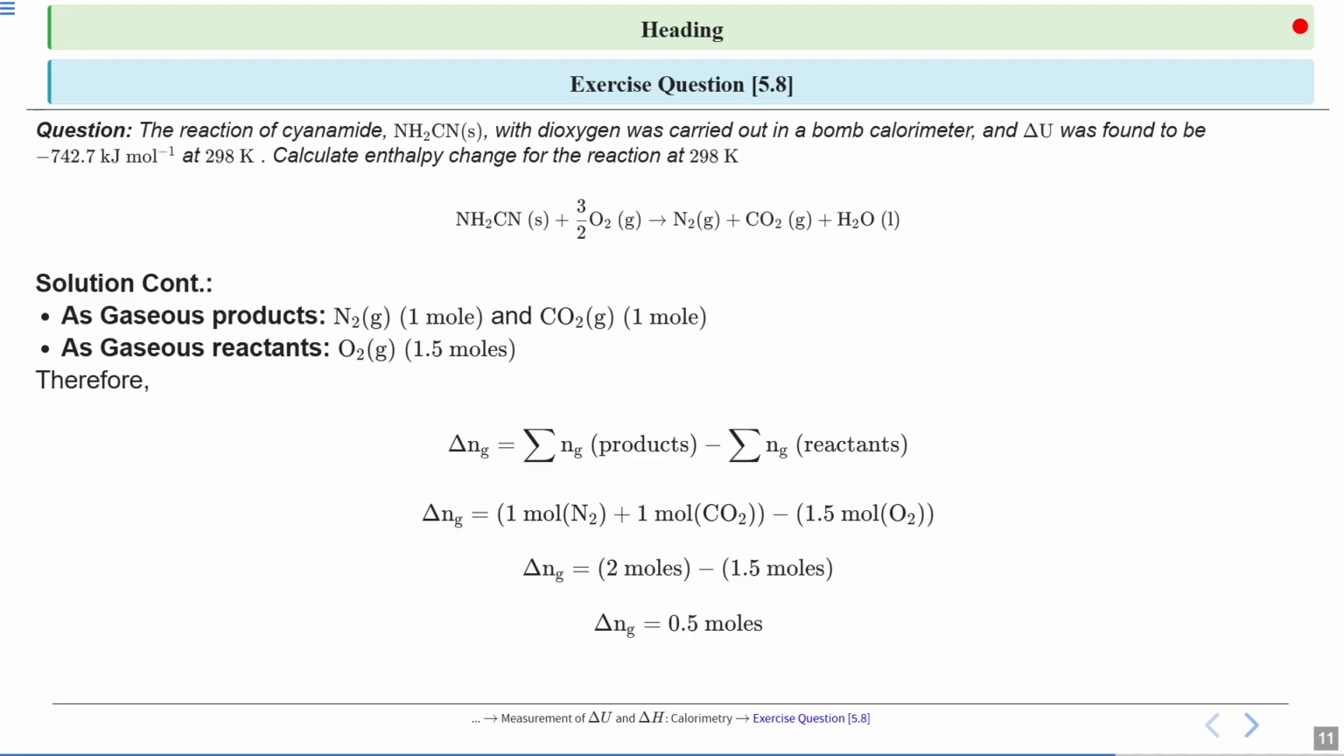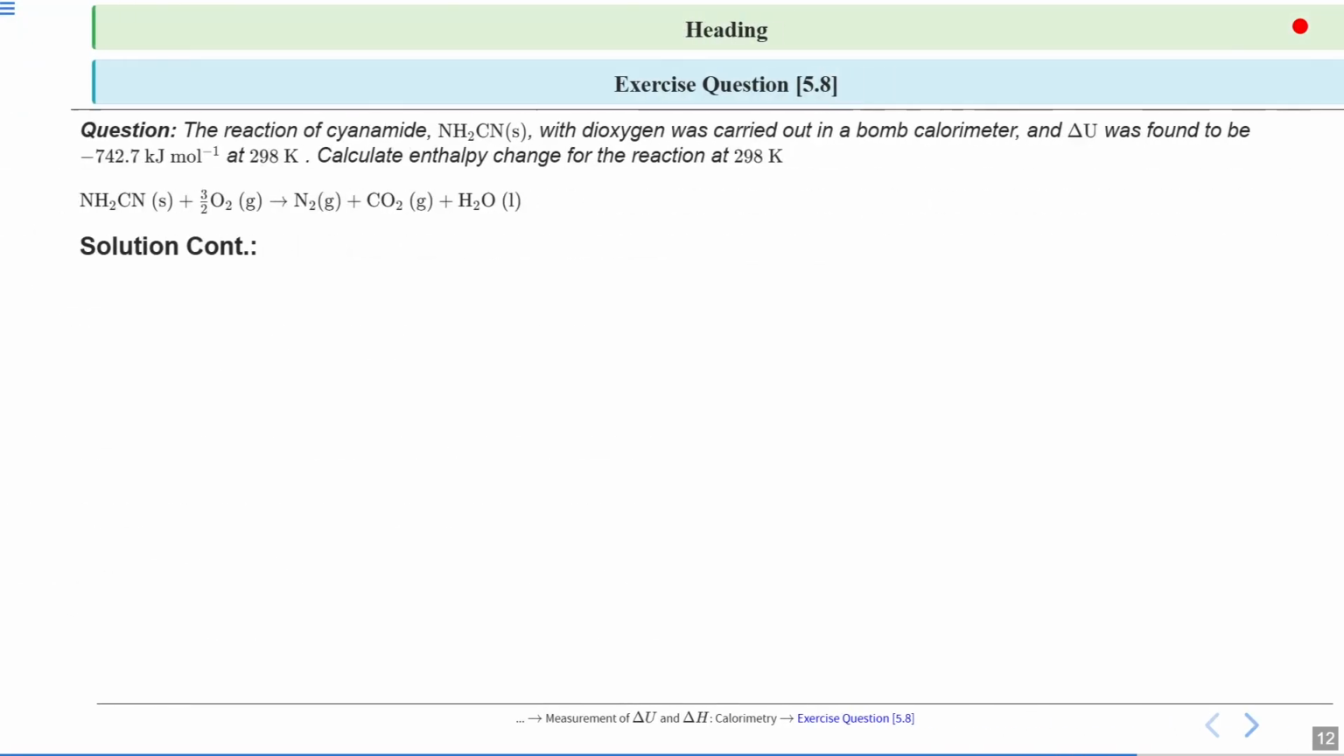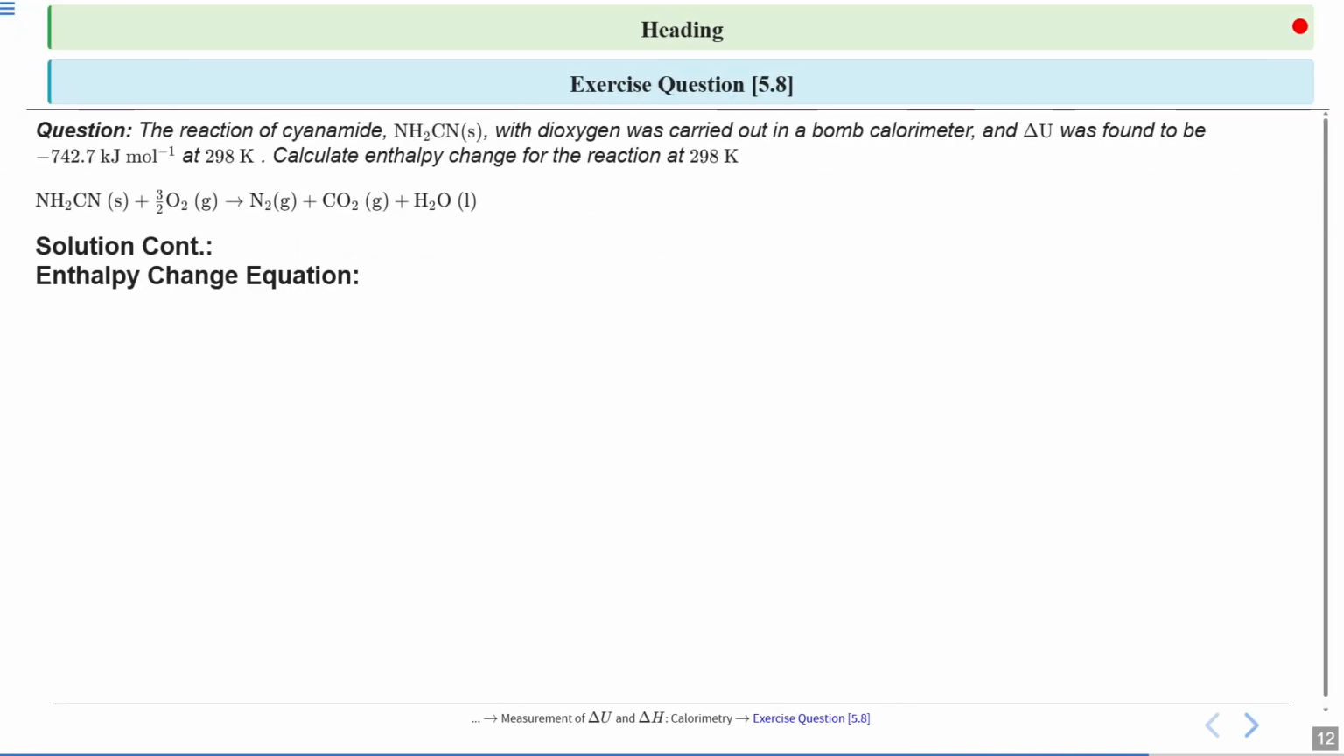So there is again a small hint for you. We are calculating the delta U, right? We know the delta H and we have calculated the delta Ng. Isn't it pointing towards a certain formula? Think about it. Now our next part is the main part, which is the enthalpy change equation. You must have seen this equation. Delta H is equal to delta U plus delta Ng RT, and believe me, this is the most important equation related to enthalpy. How are we deriving it? We have seen this in the theory part.